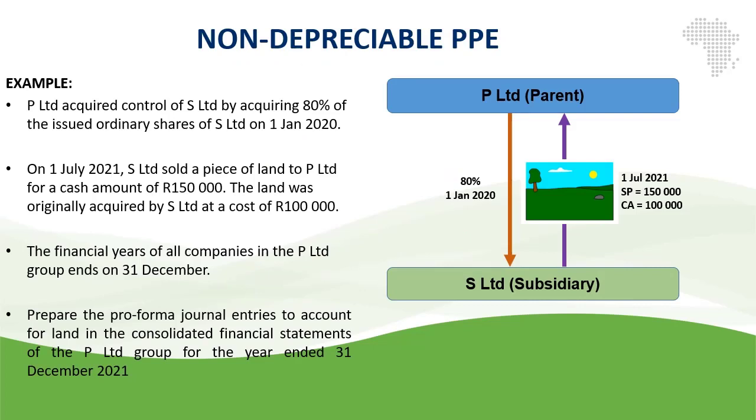So let's start with an example. In this example, P Limited owns 80% of the shares of S Limited. So that makes P Limited the parent company and S Limited the subsidiary. And on the 1st of July 2021, the subsidiary sold a piece of land to the parent for an amount of 150,000, and this land had a cost and a carrying amount of 100,000. We are now required to prepare the pro forma journal entries to account for this land in the consolidated financial statements of the group for the 2021 year end.